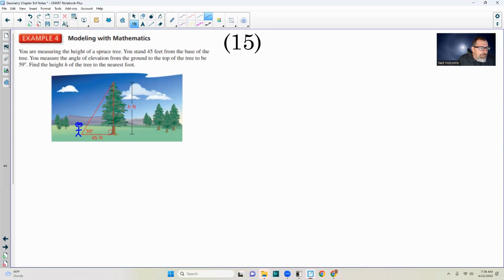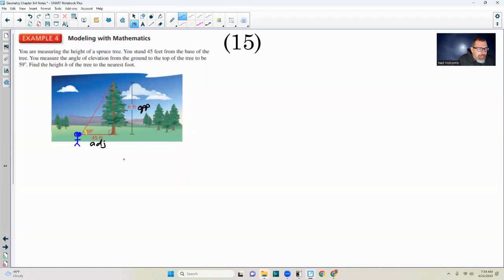And you are at eye level like this. So you're standing here and you look up. This is your angle of elevation. That's 59 degrees. Find the height of the tree to the nearest foot. So with respect to this angle, this is opposite and this is adjacent.